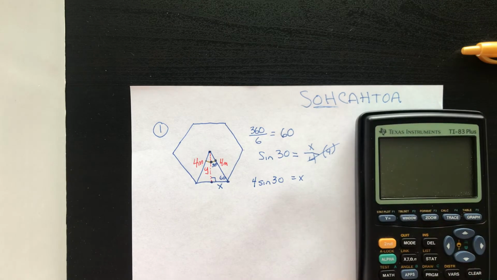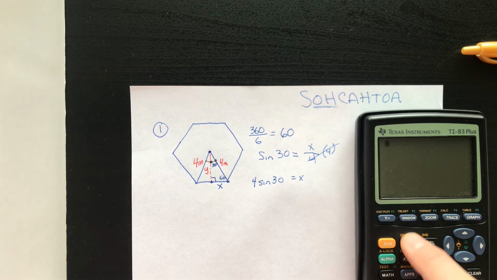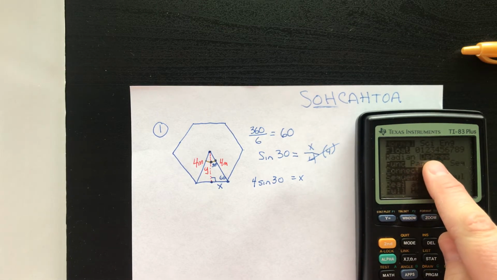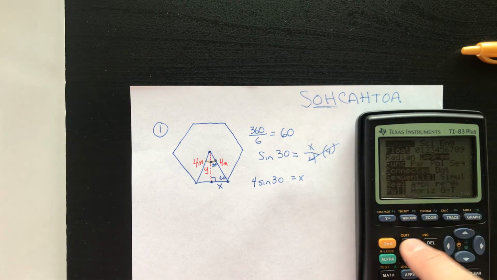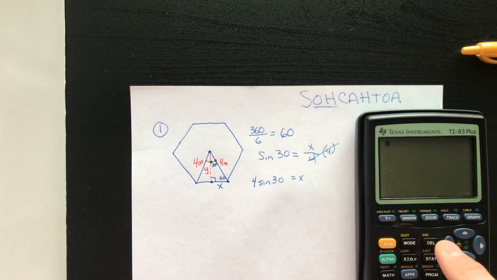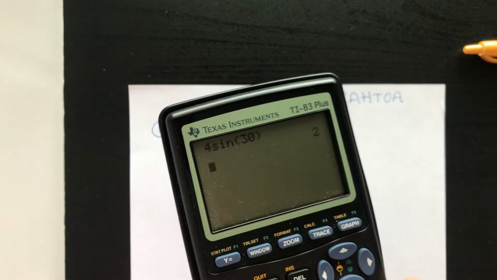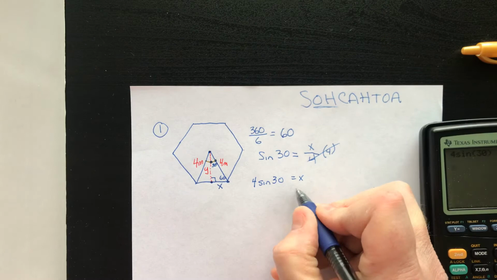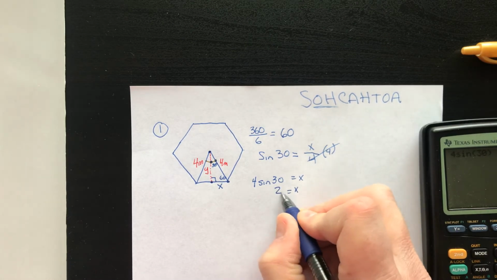Now remember, with your calculator, you have to make sure that you are in the correct mode. So I'm going to push mode, and look at that, I am. Degree is what I want. And I'm going to quit out of that, and I'm going to just type this in as I see it. 4 times the sine of 30 degrees equals 2. Everybody can see that? So x is equal to 2.